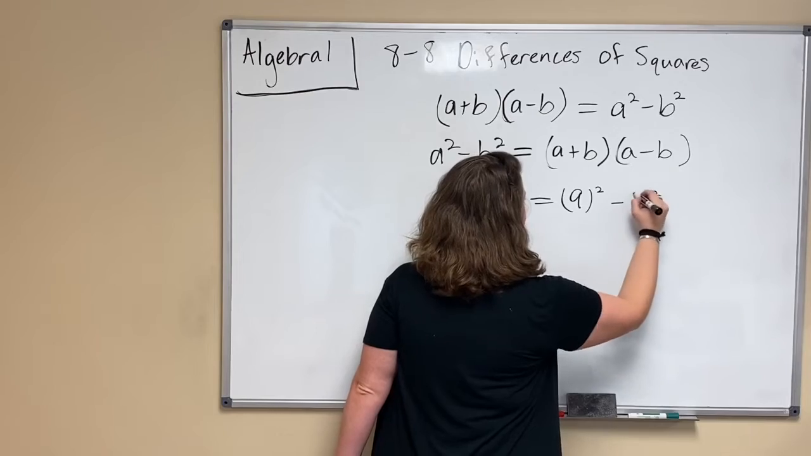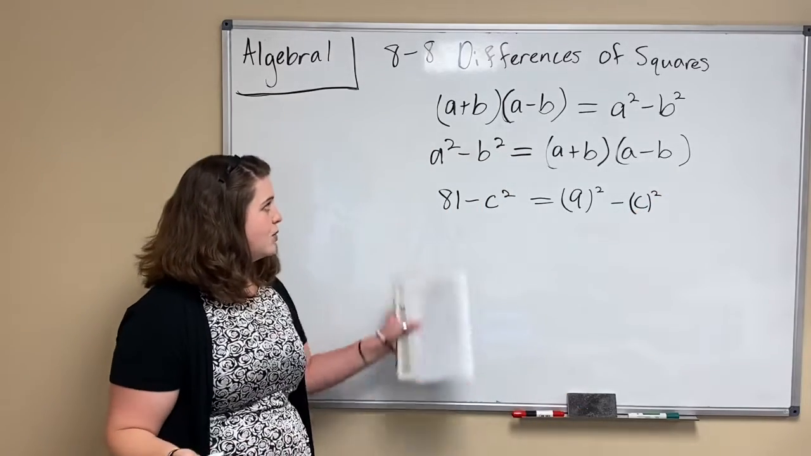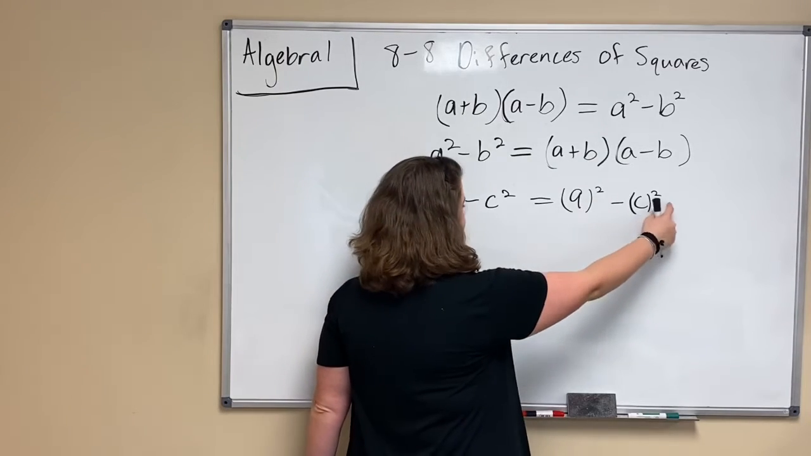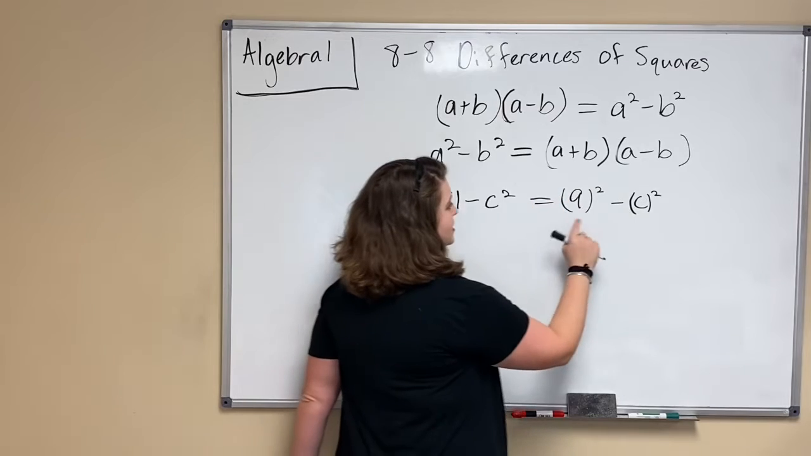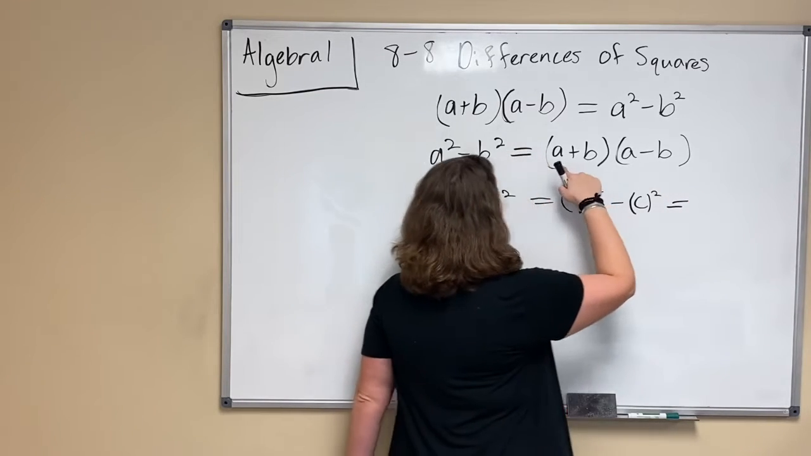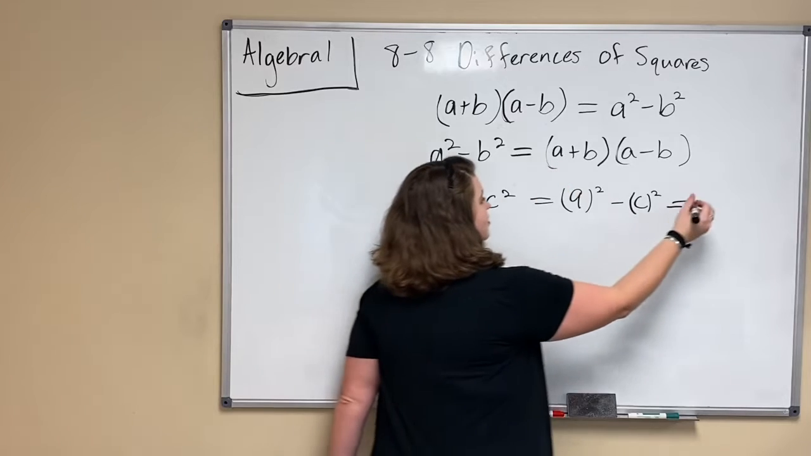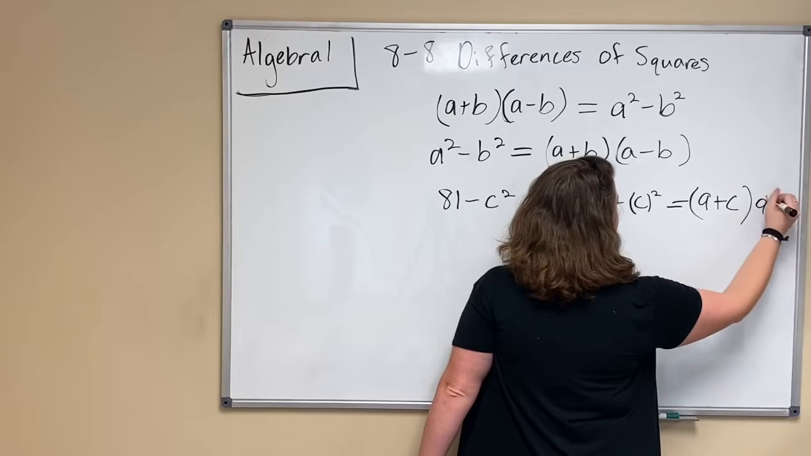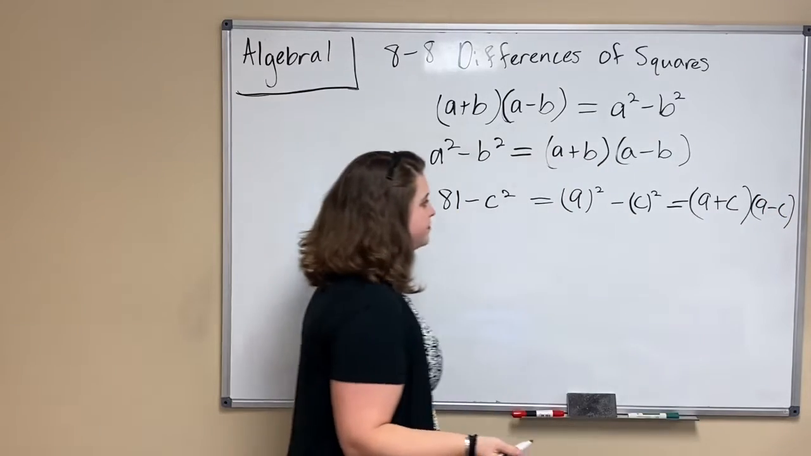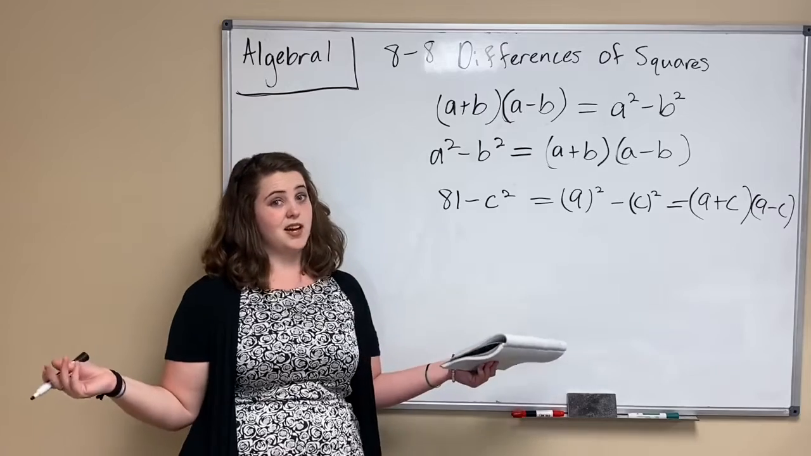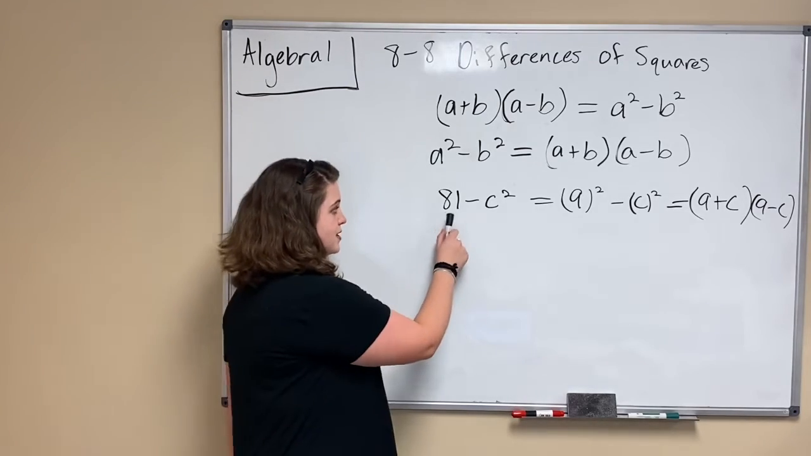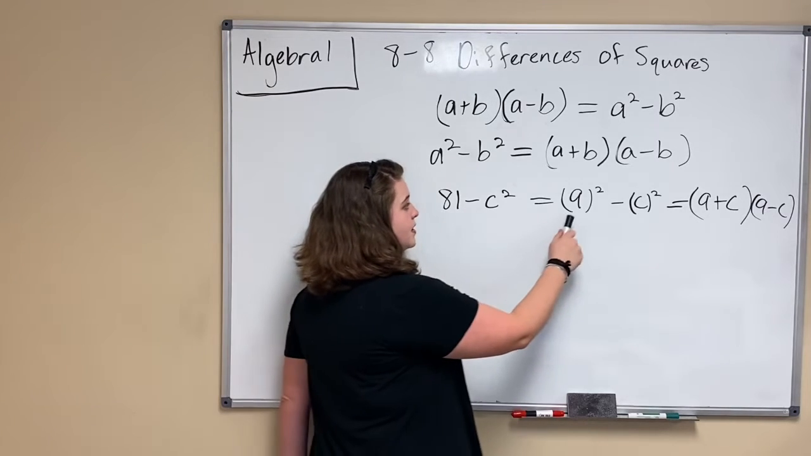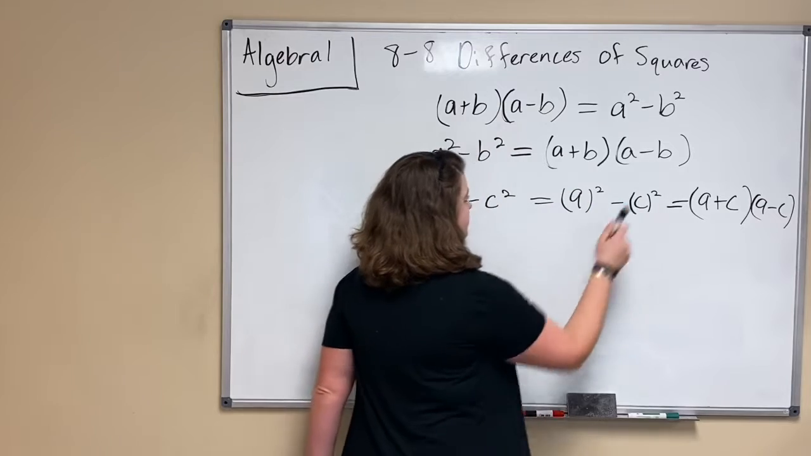So we're going to rewrite them like this, because that's going to tell us what our a and our b are. Once I've got it written like 9 squared and c squared, now all I have to do is take this equals 9 is in our a spot, so I'm going to go 9 plus c times 9 minus c. Pretty easy. I just did the whole thing backwards. If you can figure out that this is a perfect square and that's a perfect square, and I'm subtracting them, then I can just rewrite it just like this.